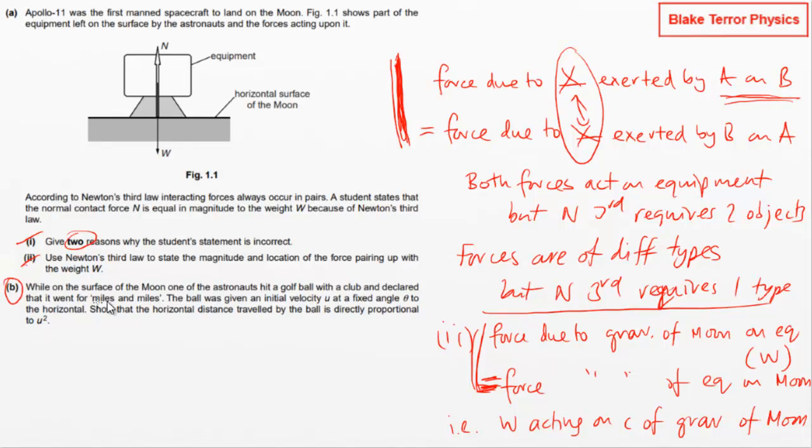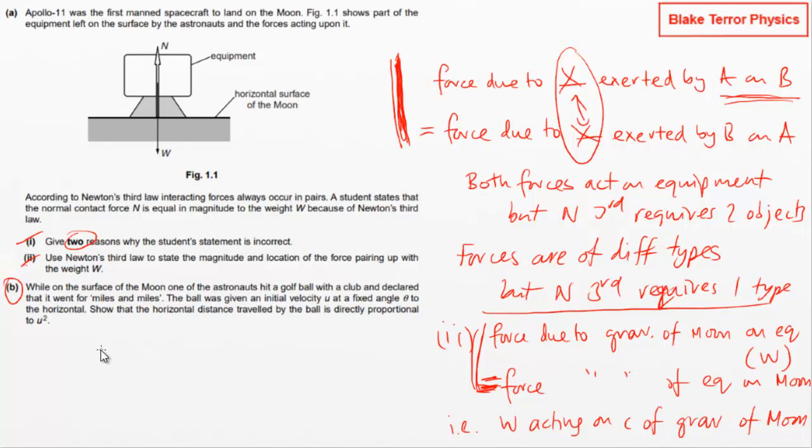Right, part B. While on the surface of the Moon, one of the astronauts hit a golf ball with a club and declared that it went for miles and miles. I think that was a later visit to the Moon, but I could be wrong. The ball was given an initial velocity u at a fixed angle theta to the horizontal. Show that the horizontal distance travelled by the ball is directly proportional to u squared.